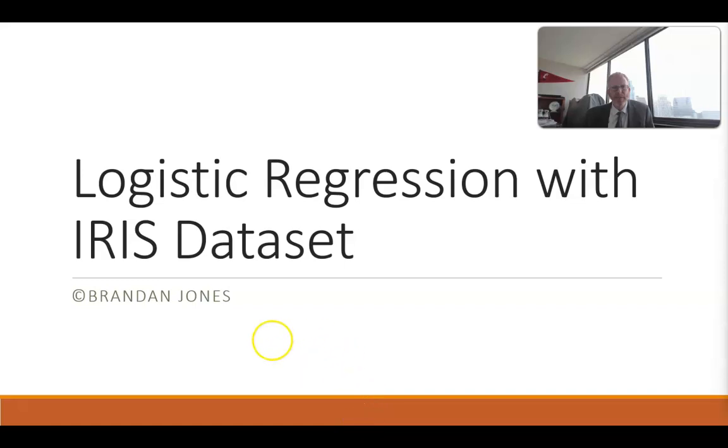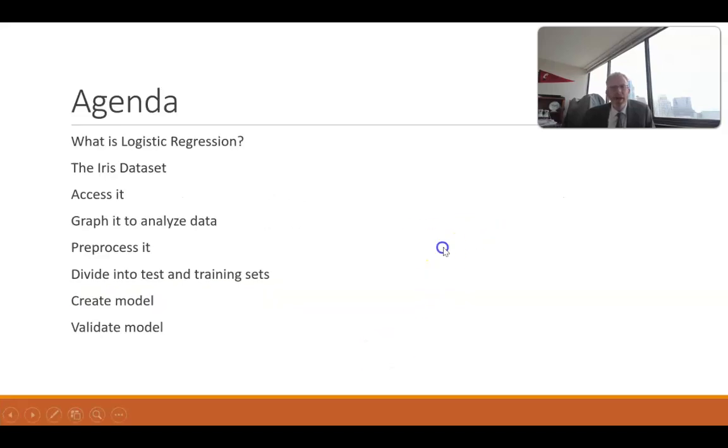In this video, I'm going to demonstrate logistic regression using the IRIS dataset. The IRIS dataset is kind of considered like a hello world for machine learning. It's a common dataset to use. It has 150 records of 3 different species of iris.